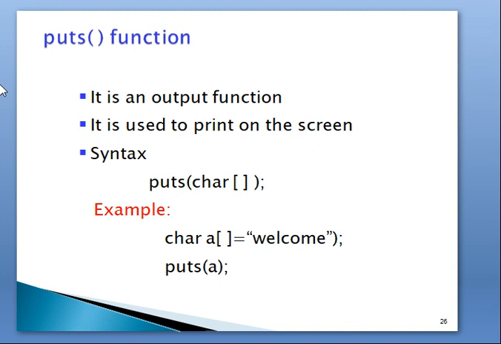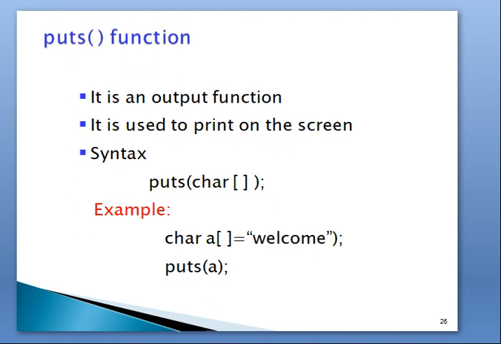Next we will discuss the puts function. Similarly, to print a string on the screen, we use the puts function. It is an output function. It is used to print on the screen. puts(character array): we give a character array as the input. Example: char a[] = "welcome". This is the character array. puts(a) prints welcome on the screen.